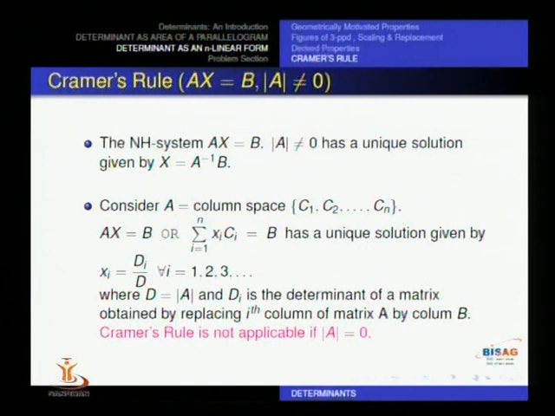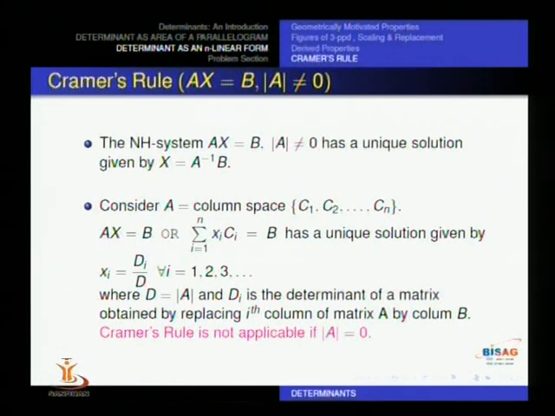General case which we have generally solved using Cramer's rule earlier in school days, and there are other methods also to attempt such a type of system. So the non-homogeneous system, we call it NH system, Ax equal to b, where b might not be 0, has a unique solution given by x equal to A inverse b only if determinant A is again non-zero.